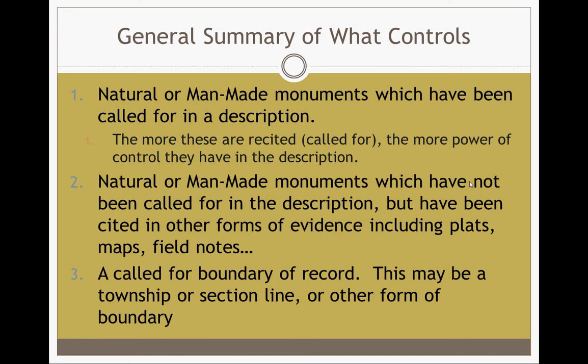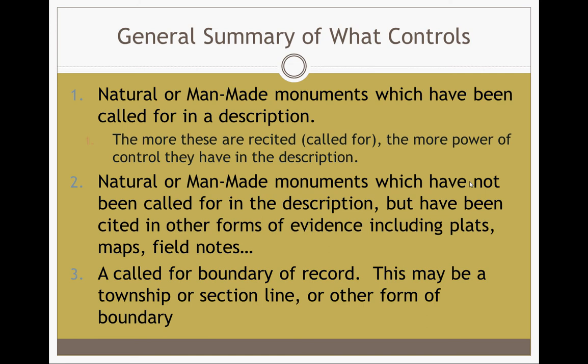Now look at number 2. Man-made or natural monuments which have not been called for in the description, but have been cited in other forms of evidence. One that's not called for directly in the description, but is cited as far as being on a map or a plat or in someone's field notes, that one controls next.